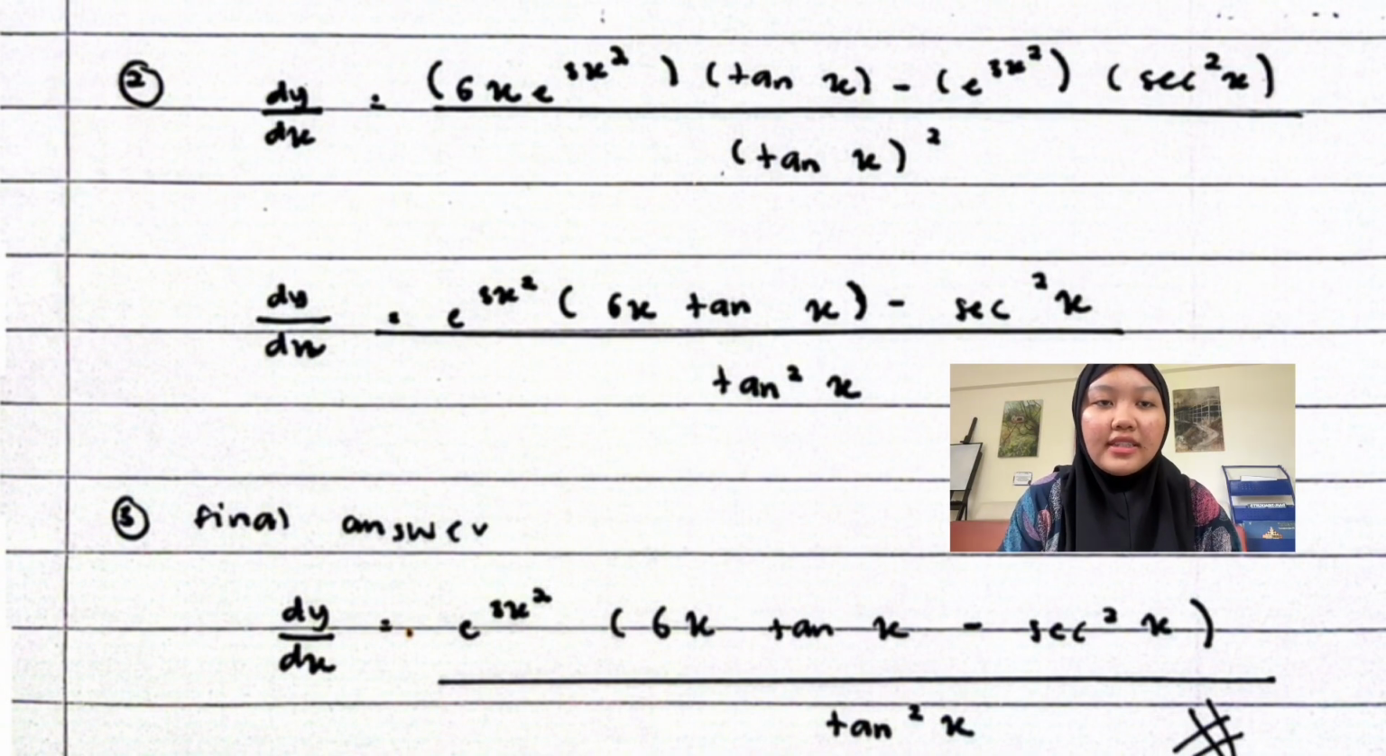If we simplify the equation, we will get the answer. The final answer will be dy over dx equals e to the power of 3x squared, 6x tan 10x minus 10 sec squared 10x, over tan squared 10x.